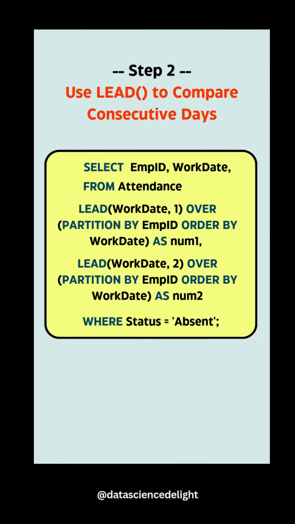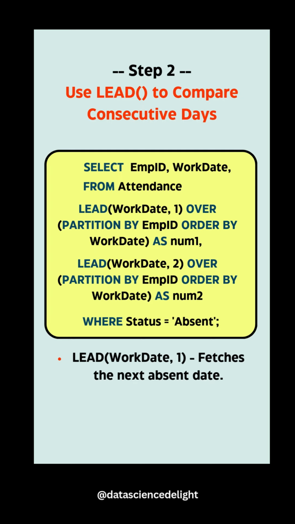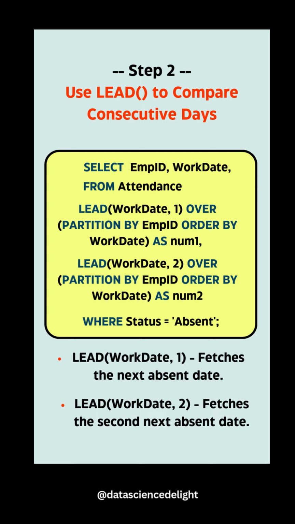Step 2. Compare dates using the lead function. Now, we need to check if an employee was absent for exactly 3 days in a row. To do this, we use the lead function. For example, if today is March 2nd, the next day would be March 3rd, and the day after that would be March 4th. Now, what lead(work_date, 1) does is it checks whether the employee is absent on the next day, that is March 3rd. And lead(work_date, 2) checks whether the employee is absent on the day after that, that is March 4th.